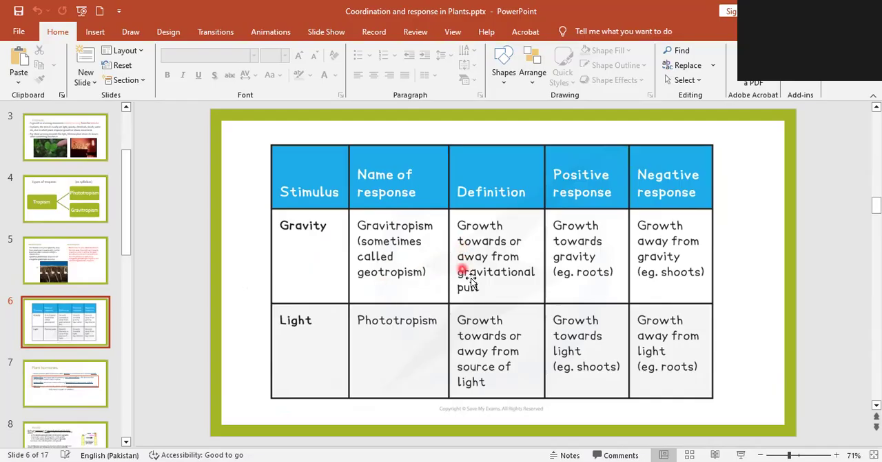The definition is the growth towards or away from the gravitational pull, that is gravitropism. If it's going towards the gravity, that is a positive response. If it's growing away from the gravity, that is a negative response. Shoots show this type of negative response. Now, if the stimulus is light, the response name is phototropism, the growth towards or away from the light source. If it's growing towards the light, it is a positive response. An example is the shoot. And if they are growing away from the light, that is known as a negative response. Examples are the roots.